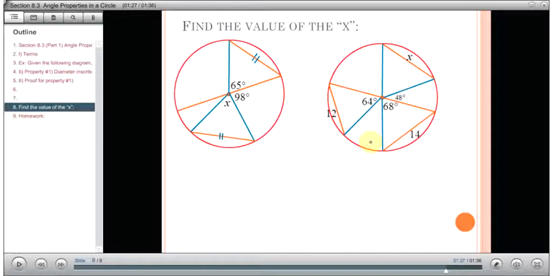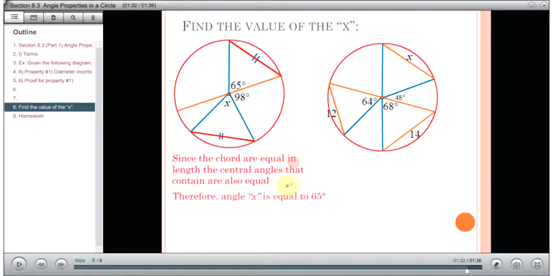Okay, so let's try to find the value of x. These two chords are equal. And remember what we just said. If the chords are equal, the central angles are equal. Remember, it only works for the central angles. So if these two sides or chords are equal, their central angles are equal. That's 65. This then also must be 65 because they come from the same length chords. So therefore, x is also 65.